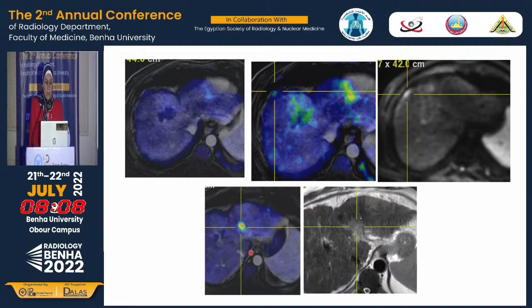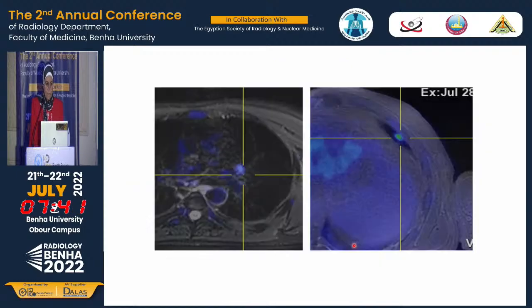This is another example of an FDG avid lesion that is seen on the MRI, and when we cross-correlate with the T2 weighted image, we can see that this is residual tumoral thrombosis at the left portal vein branch. So it can precisely evaluate the local staging and the extent of the hepatic focal lesions even after local regional treatment based on the combined MRI, not relying only on the uptake on the PET images.